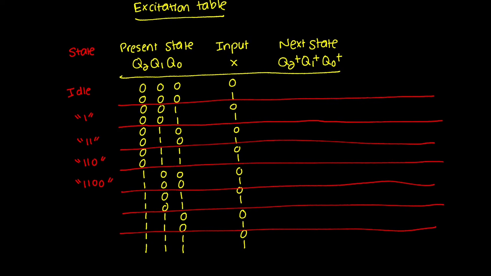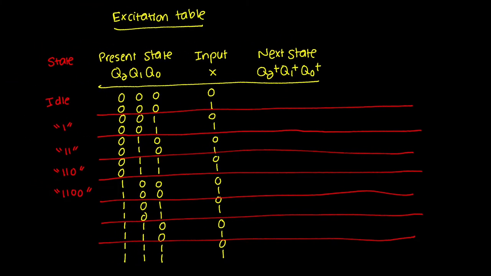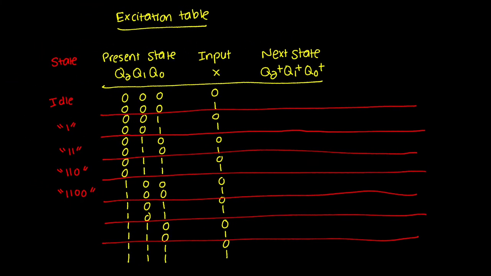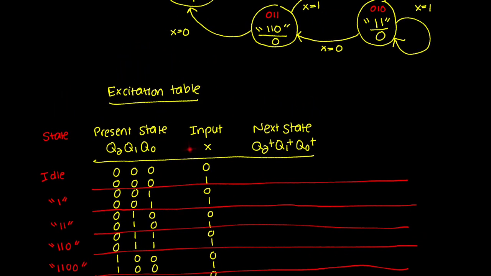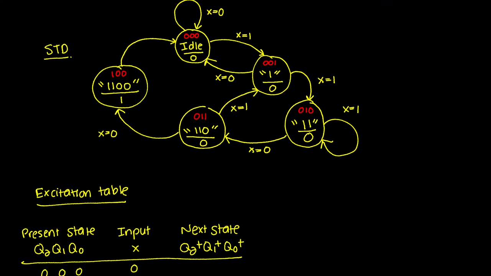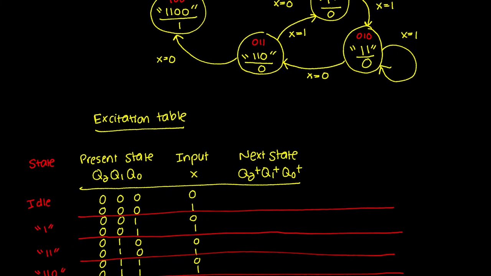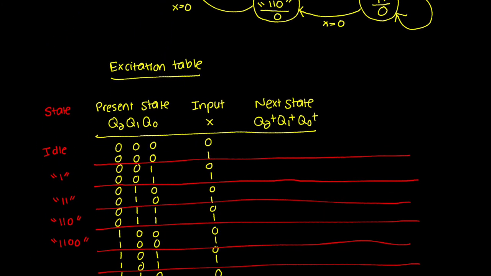And the rest are nothing. I'm going to put them all as don't cares, actually, which I'm going to talk a little bit about after. But essentially now, hopefully the process of filling out my excitation table is pretty straightforward. I'm really just going to do a straightforward mapping from my state transition diagram to over here. I'm going to fill out my next state.